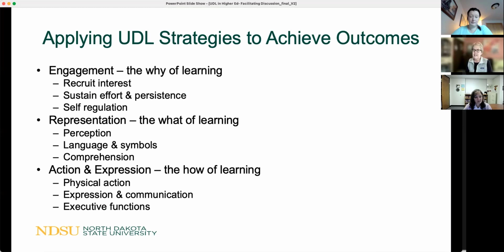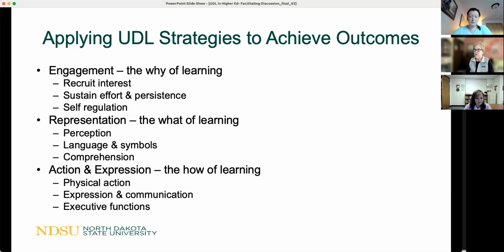And then the last guideline is the action expression. And this is how they are learning. How are they showing to you that they are learning what you are showing them? Are they doing it by physical action? Is it in a lab? Are they showing you how they did an experiment? Are they writing a paper, or are you allowing video presentations? So you think about different ways.